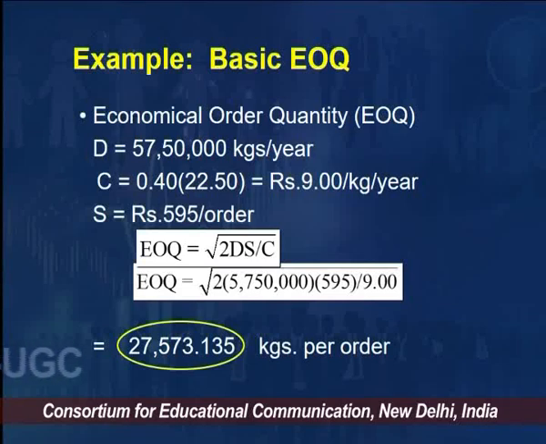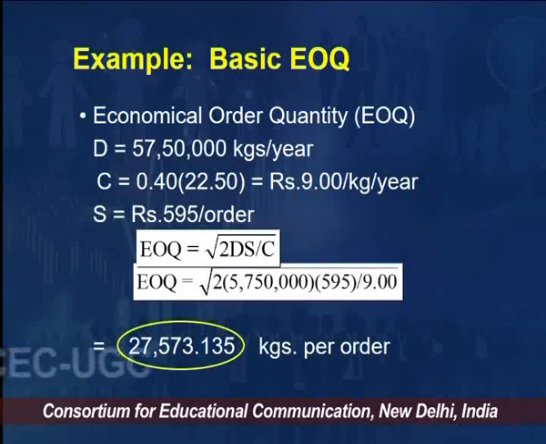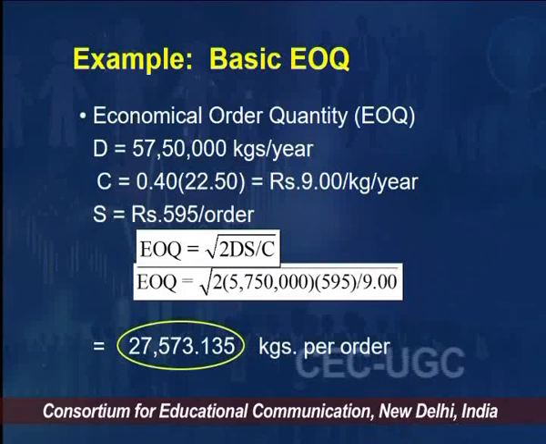Number one, you use this formula: EOQ is equal to the square root of 2DS upon C. You just have to put the figures. D is given, C you have to calculate, that is 40% of the unit cost, and S is given in the problem. So the answer is 27,573, so that is so many kgs per order.